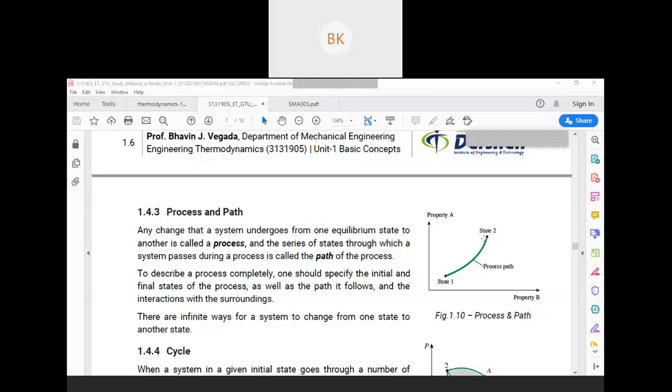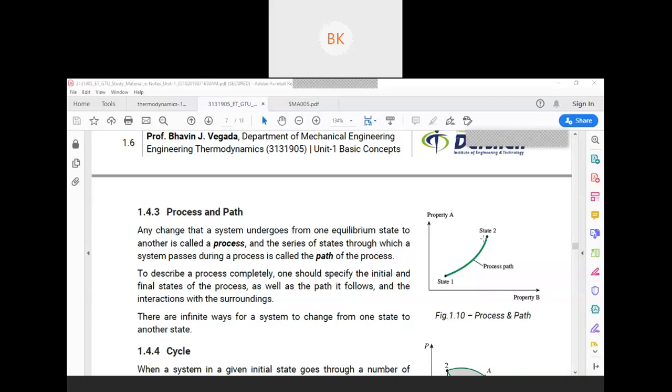Let me tell you a simple thing. What is a process? If you want to reach from point A to point B, where point A is your source point and point B is your destination, then when you reach from A to B, that is called a process.